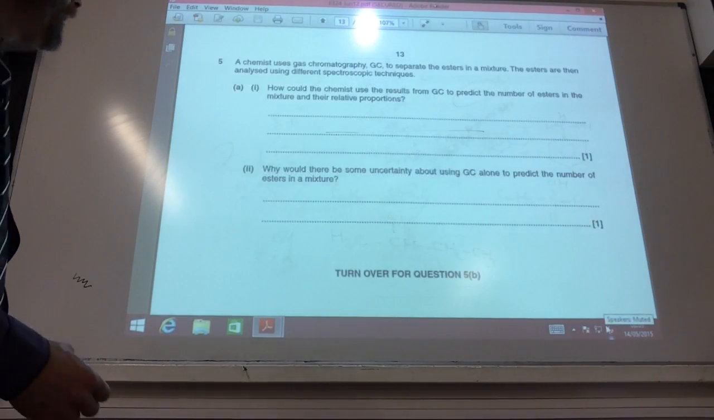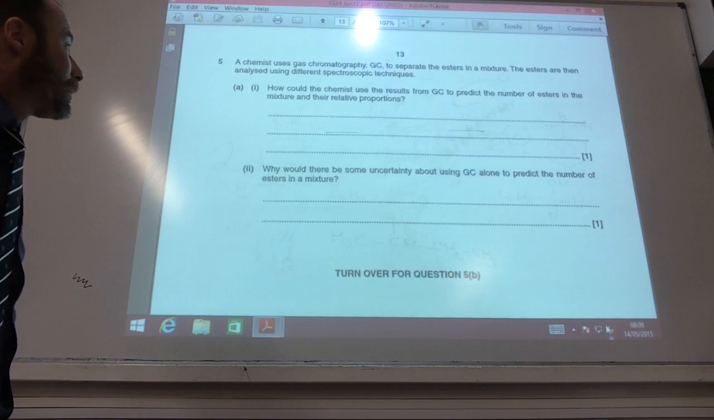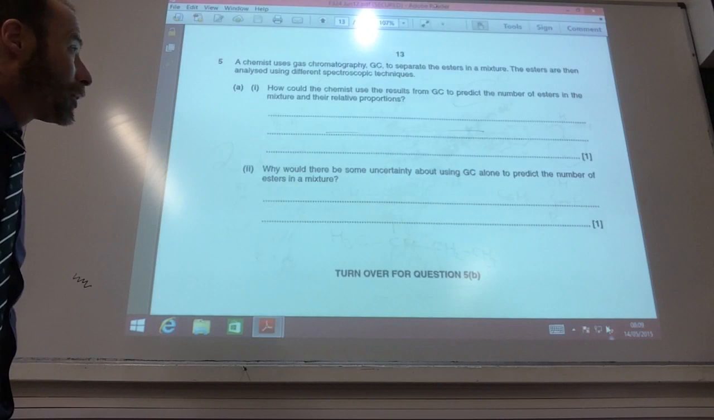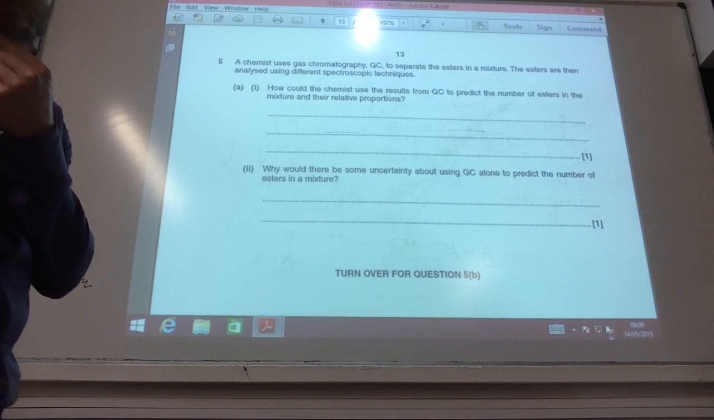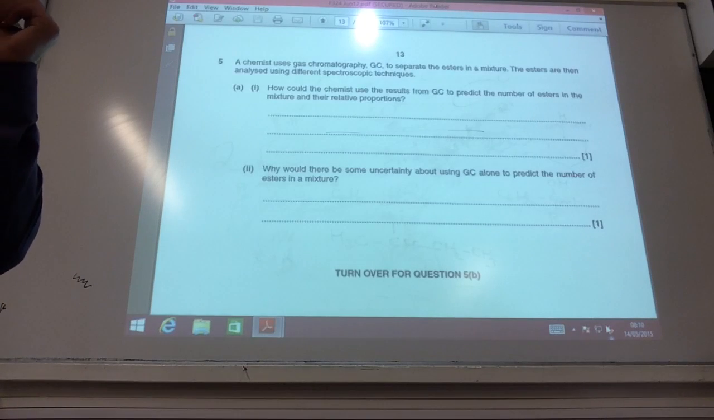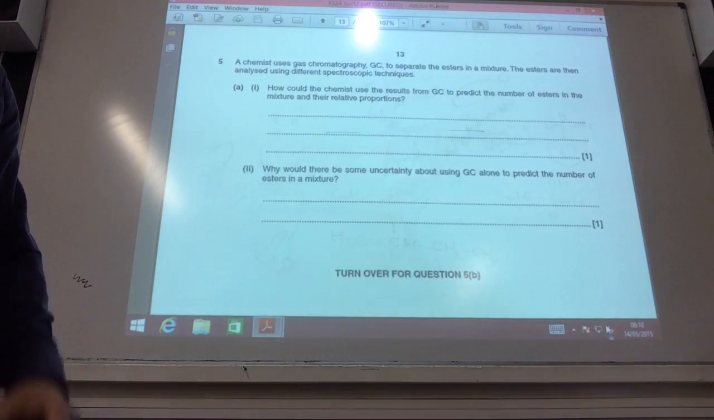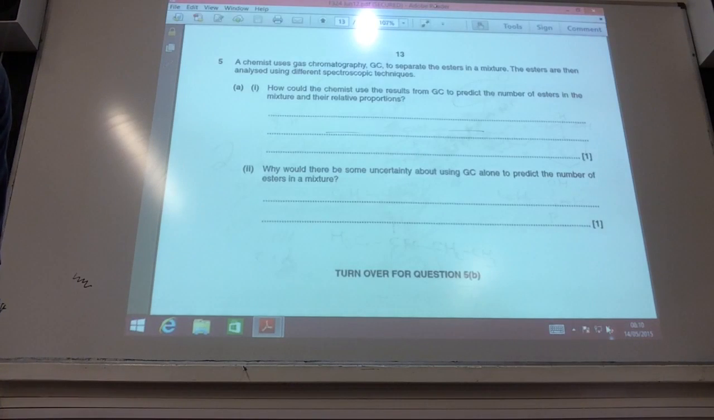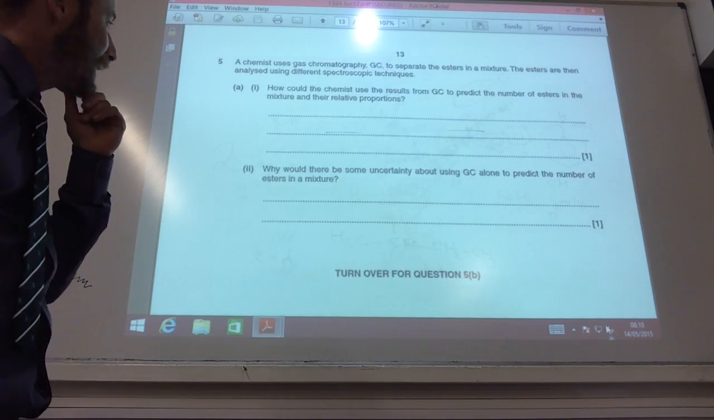Right, we're getting into question 5. How can we use the results from gas chromatography to predict the number of esters in the mixture and their relative proportions? Well, the number of peaks tells me the number of different esters I've got in the GC, and then the relative proportions are told to me by the peak areas that I get. The larger the peak, the more of the ester I had.